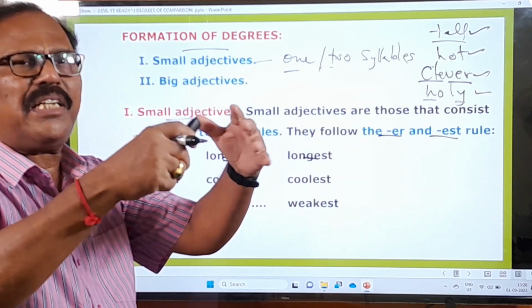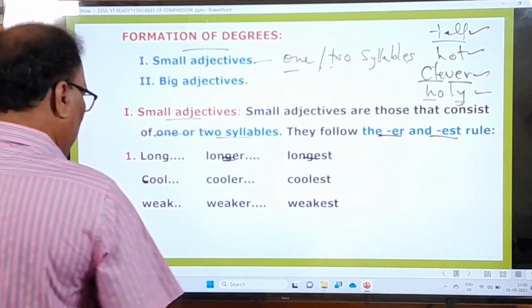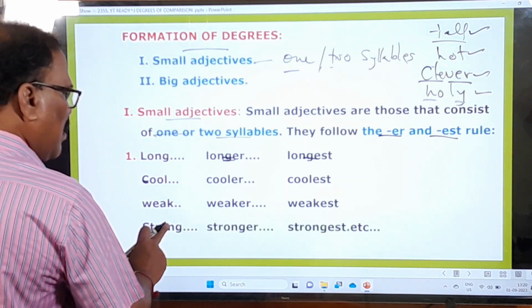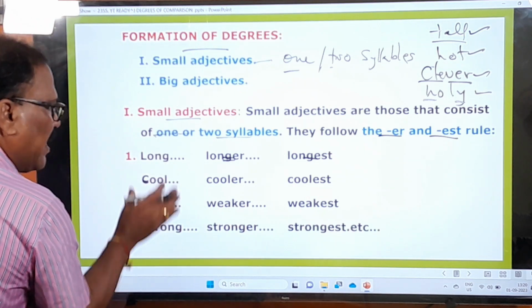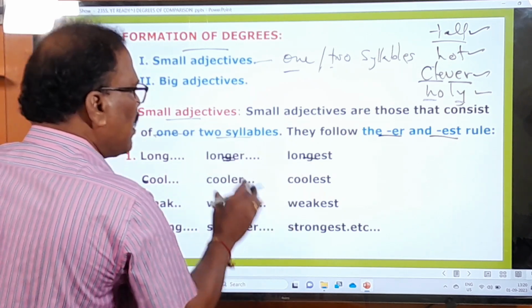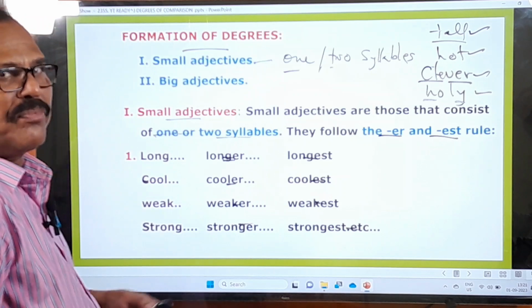Atyanta means after that there is no other word for that. That's why it is superlative. Similarly, one more word: strong, stronger, strongest. In this way, these are all small adjectives, and therefore they follow these er and est rules. Clear?